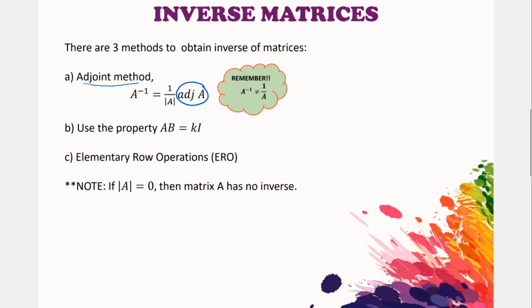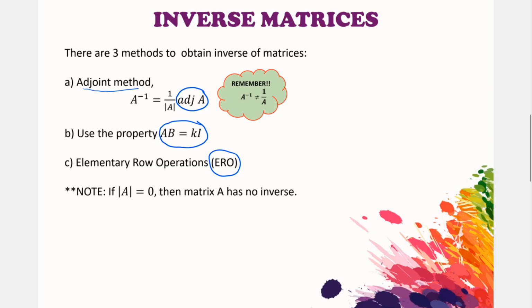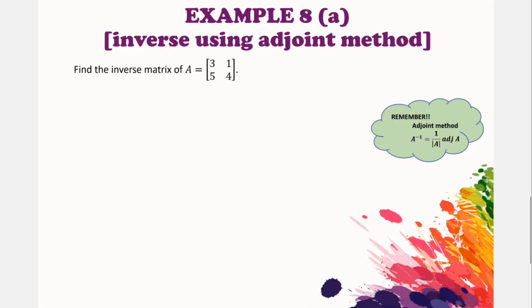The second method is by using the property of AB equals to kI. And the final method to find the inverse matrix is by using elementary row operations, known as ERO. There are certain rules that you need to follow for this method, and we are going to look at it later. Let's try the first method using Example 8.